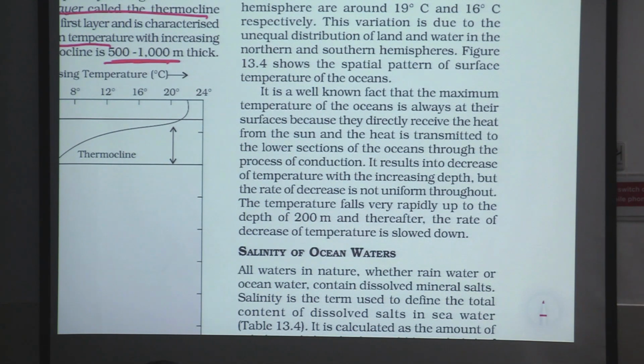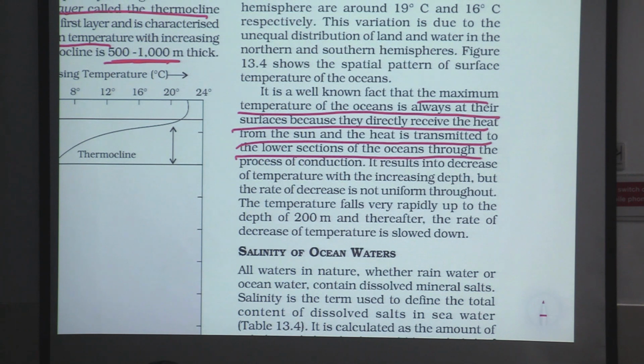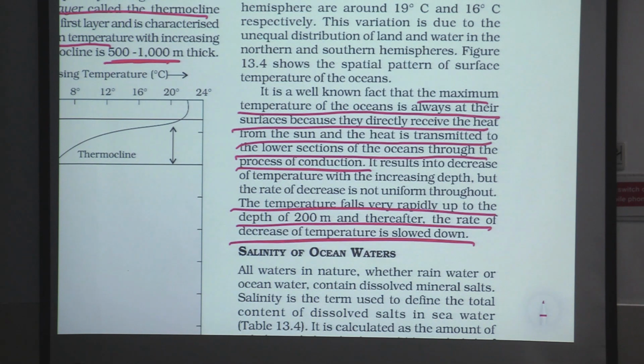Conclusion of temperature: the maximum temperature of the ocean is always at the surface because it directly receives the heat from the sun and transmits it to the lower section of the ocean through the process of conduction. The temperature falls very rapidly up to the depth of 200 meters. I have given you that understanding already.